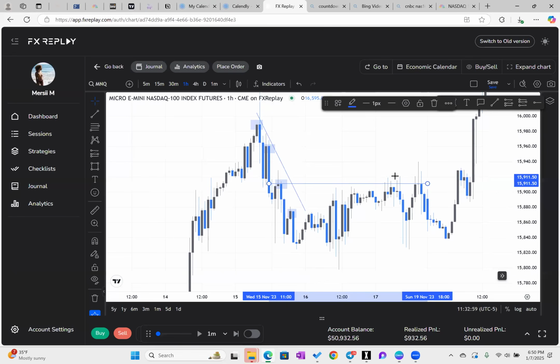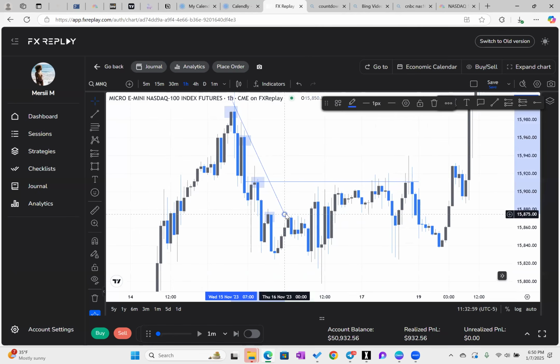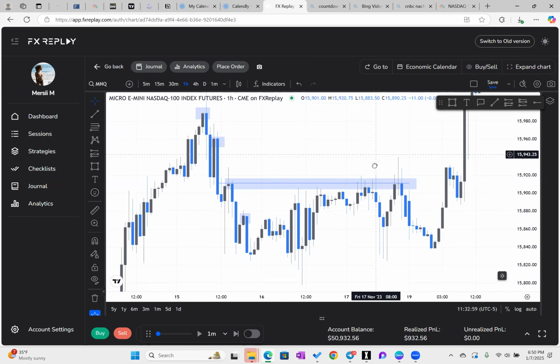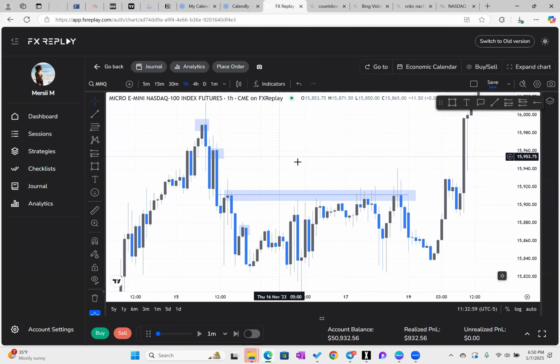Buy and sell stop liquidity. Buy stop liquidity is an area where buyers are struggling to break multiple times. Notice how buyers are struggling to break this area multiple times. That lets us know liquidity resides above and price may be drawn into the area above.